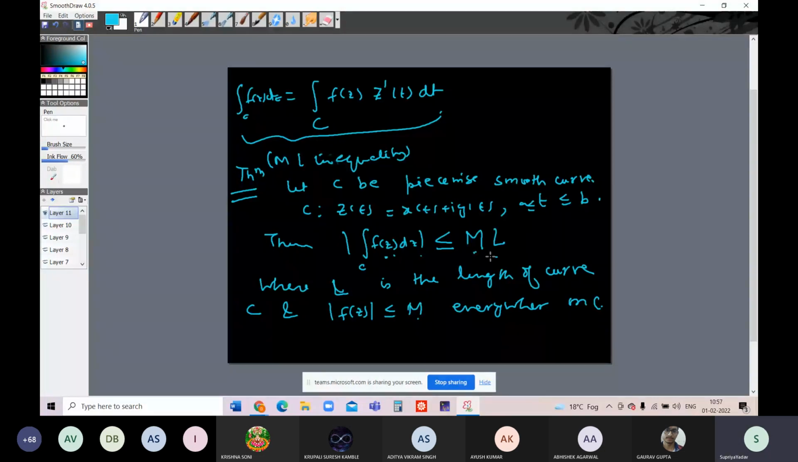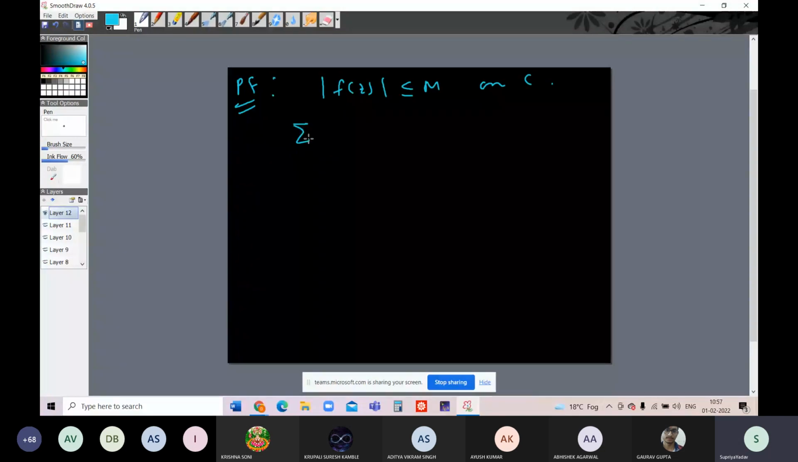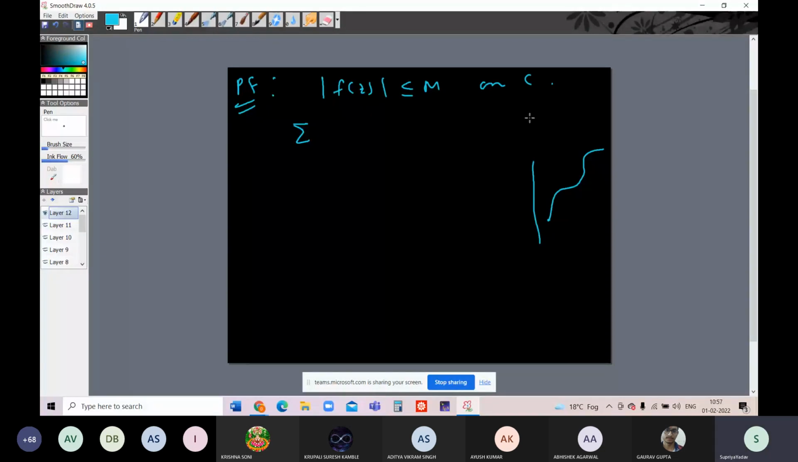Okay, so let's see how we can prove it. It is a short proof, so I am telling it today itself. Because we are given that the mod of f(z) is bounded by this M on C. Suppose we make a partition of this interval AB. Along with it we will get a partition of the curve C as well. Suppose we make n subdivisions of A and B; then along it we will get the partition of this curve. This will be z_a, z_1, z_2, z_3, and the last term will be z_b.